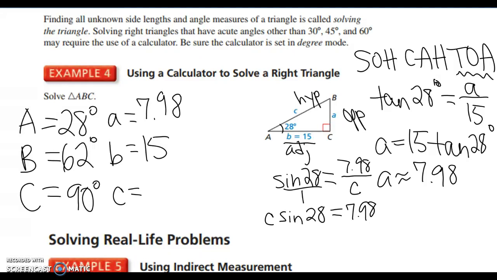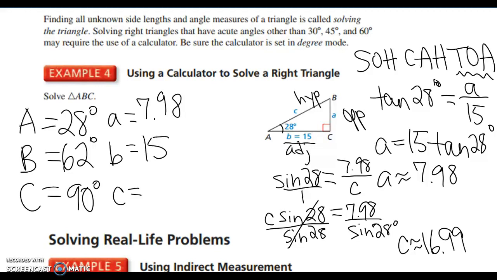When I cross multiply, I get C times the sine of 28 equals 7.98, and I'm going to divide both sides by the sine of 28 degrees. When I do this, I get approximately 16.99. And then you can fill in all of your sides and all of your angles.